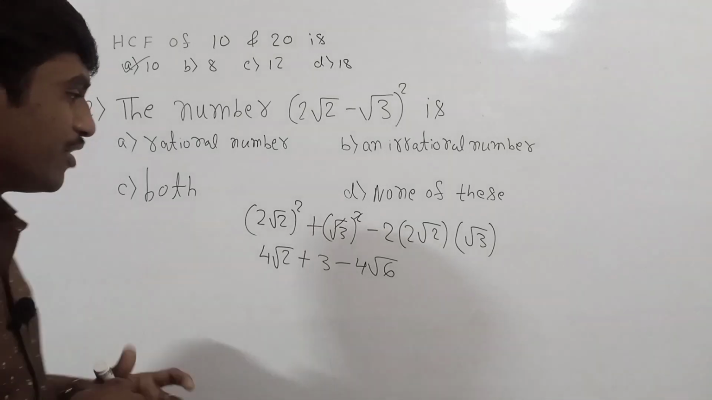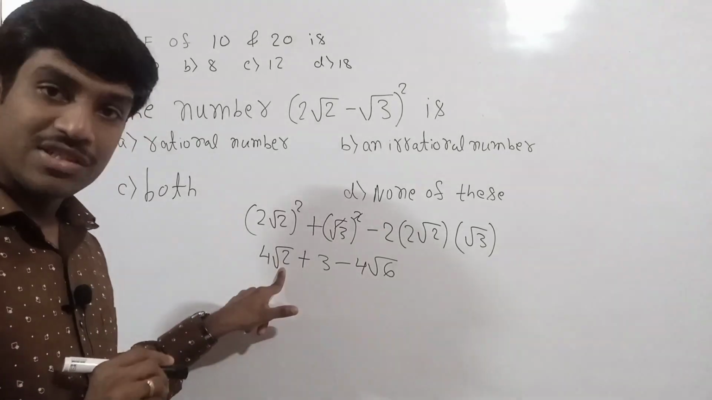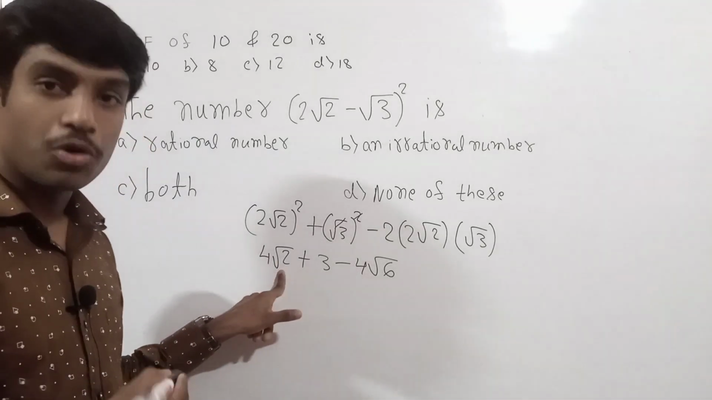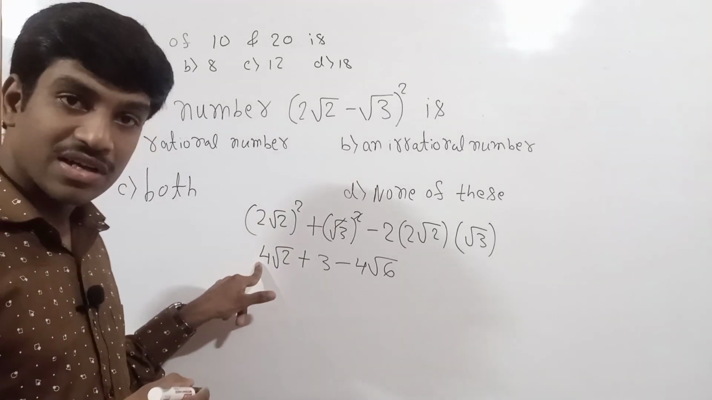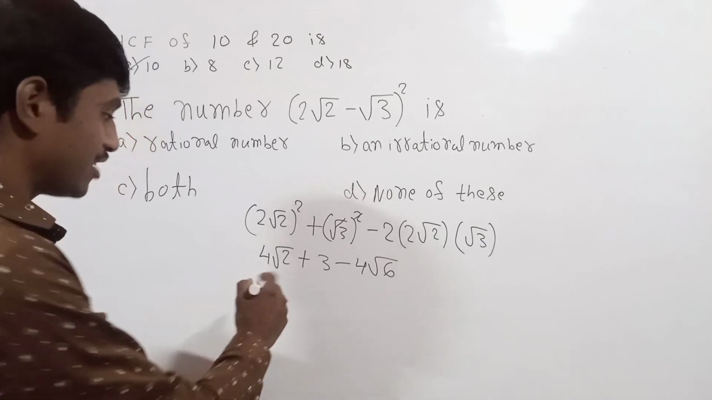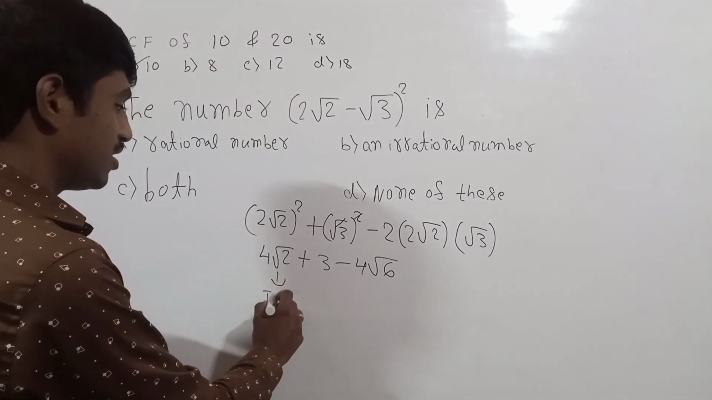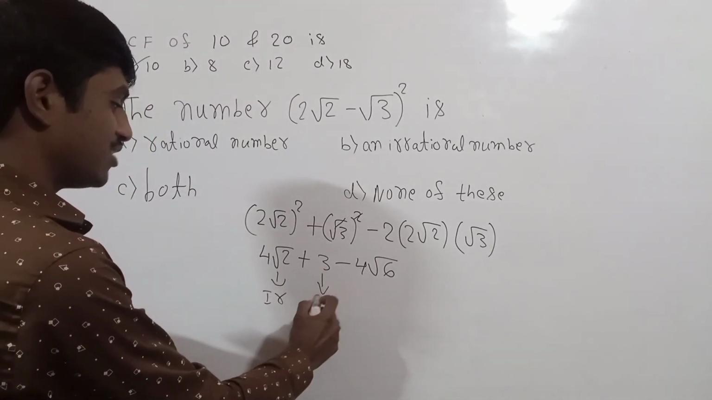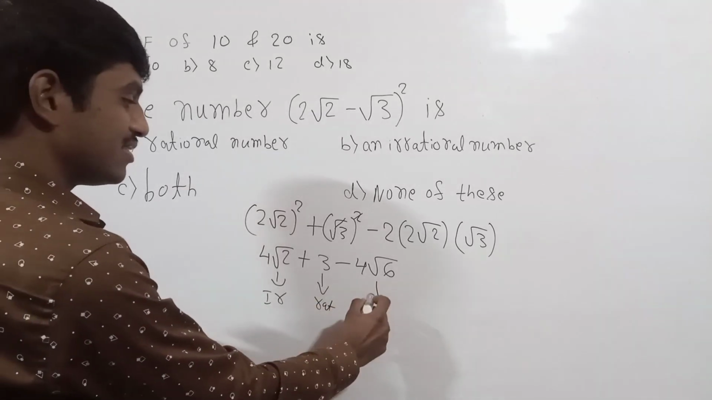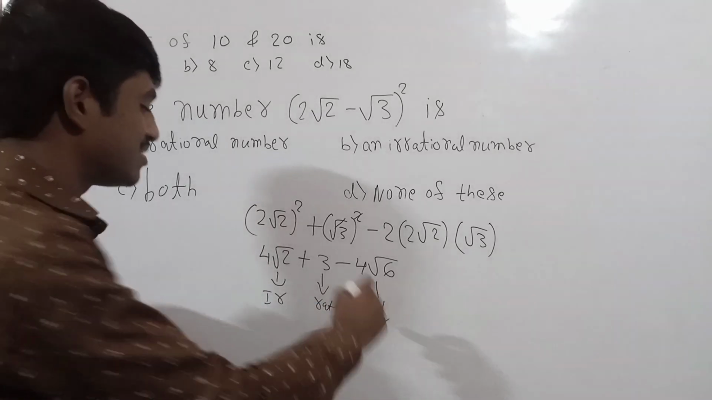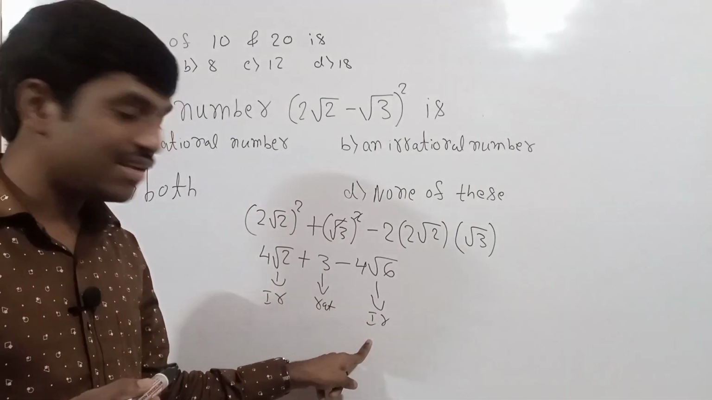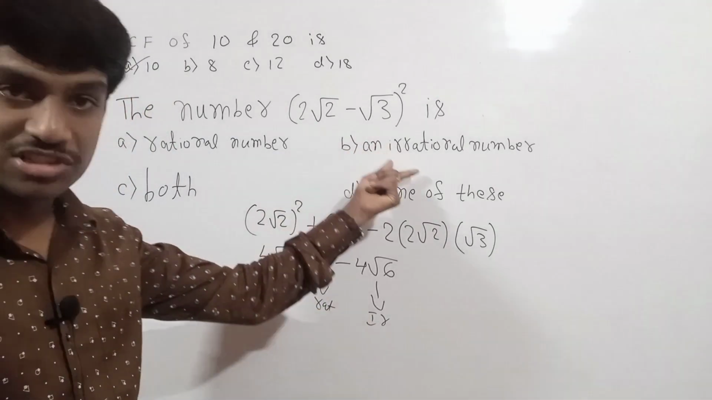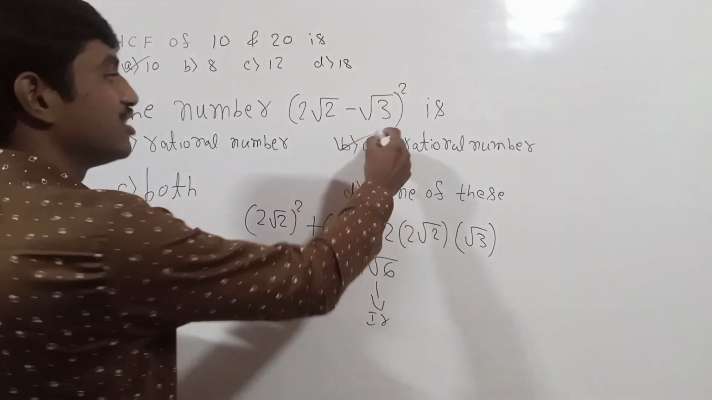So now if you observe here, this is an irrational number because root 2 is an irrational number. When you multiply an irrational number with a rational number, you will get irrational. So this term is irrational, this is rational, this is irrational. So basically irrational plus rational minus irrational will give us an irrational number only. So the answer is irrational number only.